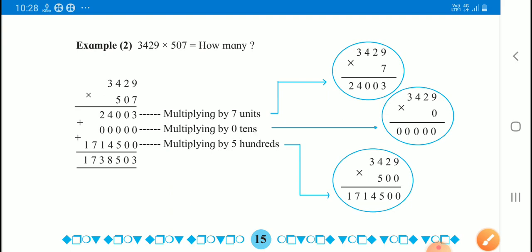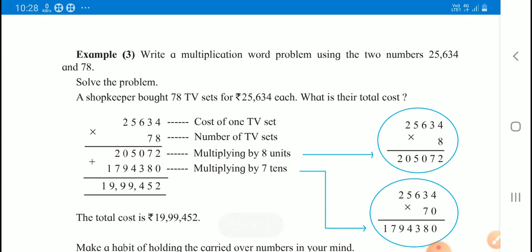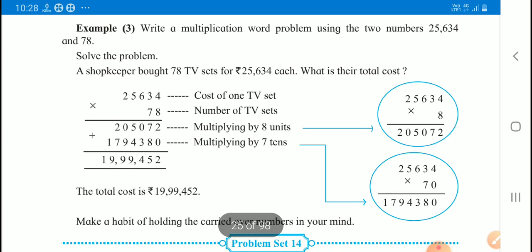Okay. Now we will see the next example given in your book. Write a multiplication word problem using the two numbers 25,634 and 78. Means first of all you have to make the problem from given numbers and then solve it. Now here they given from these two numbers they made the problem, that is a shopkeeper bought 78 TV sets for rupees 25,634 each. What is their total cost?